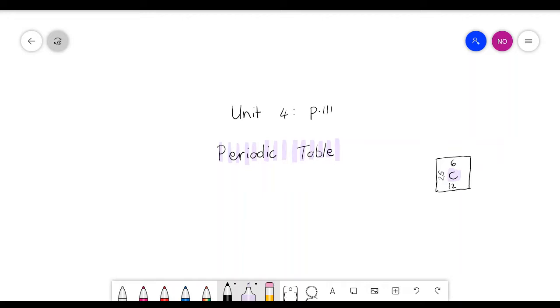Here left. And then you also know that it is organized according to its atomic number.